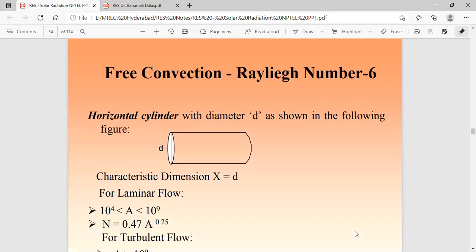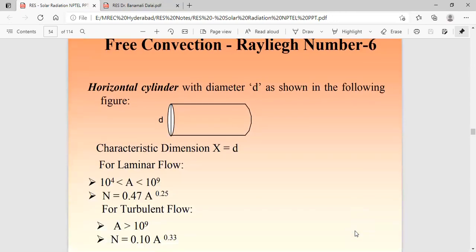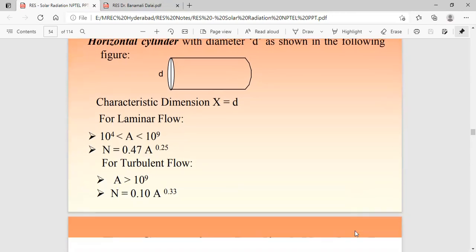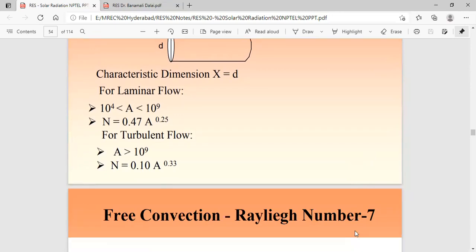0.33. Next, for horizontal cylinder with the diameter d as shown in figure. Characteristic dimension x is equal to d. For laminar flow, Ra is greater than 10^4, less than 10^9, Nu is equal to 0.47 into Ra power 0.25. For turbulent flow, Ra is greater than 10^5, Nu is equal to 0.1 into Ra power 0.33.